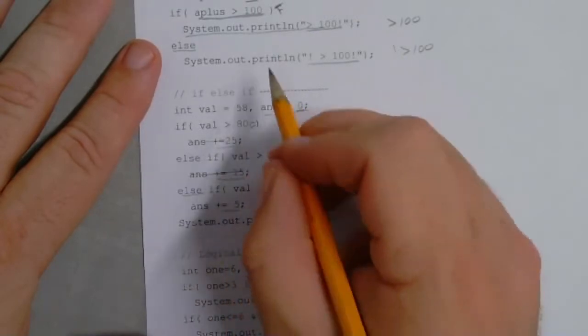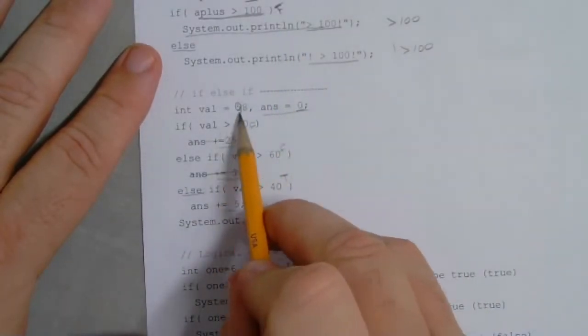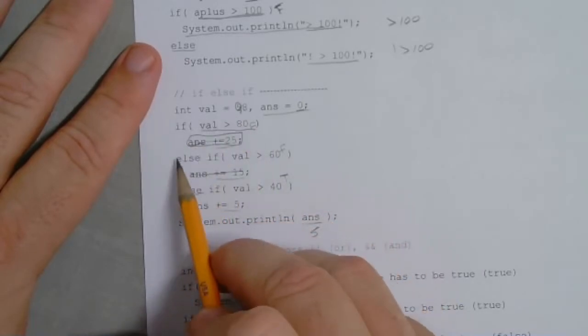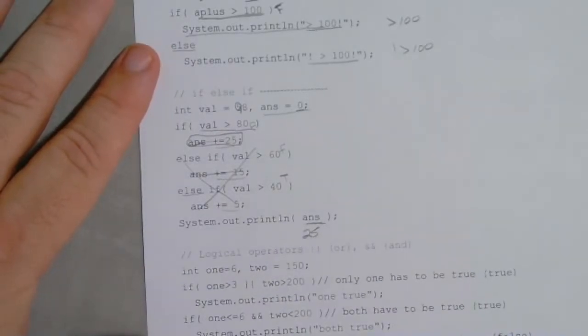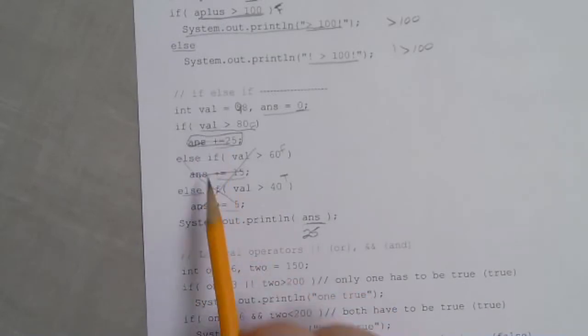If one of these would have been true, what could we change it to? We could change it to 98. If this was 98, then this one would be true right away. It would add 25, and it would skip all the rest of this, and it'd print out 25 in that case. So as soon as an if, else if hits true, it doesn't do the rest.